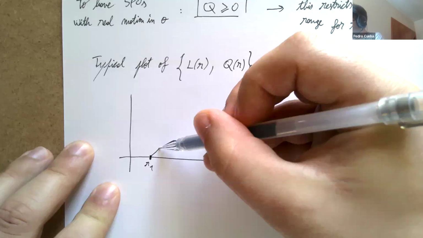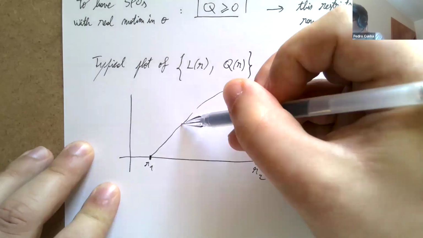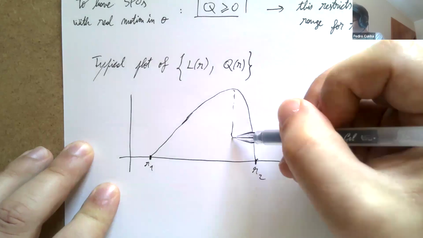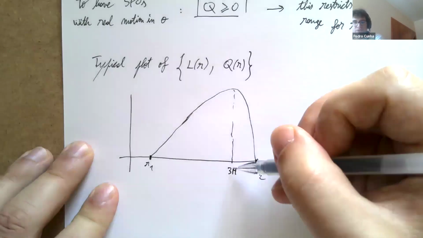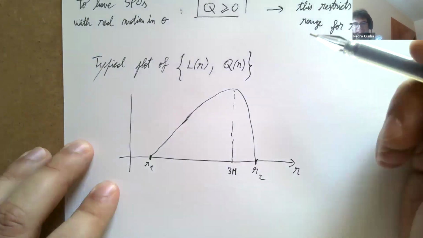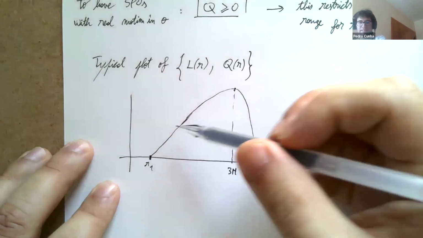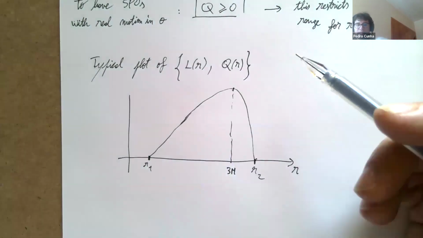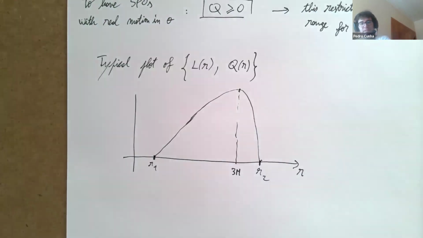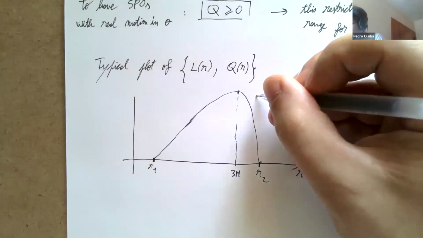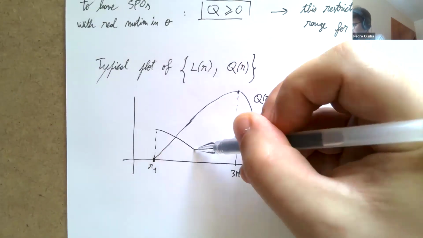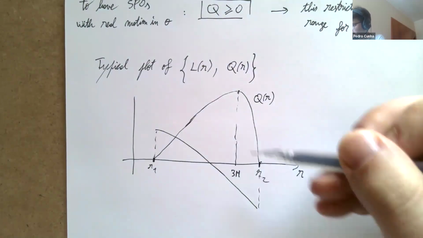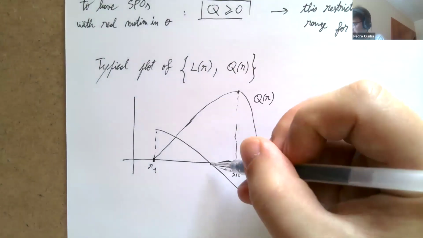We'll typically have a maximum, and the maximum will always be at 3m, which is the location of the photon sphere for Schwarzschild. In that case all the spherical photon orbits are contracted into a single radius, but in Kerr space the spin breaks this degeneracy. So this is the Carter constant. And the angular momentum changes in some way like this. It changes sign at some point.